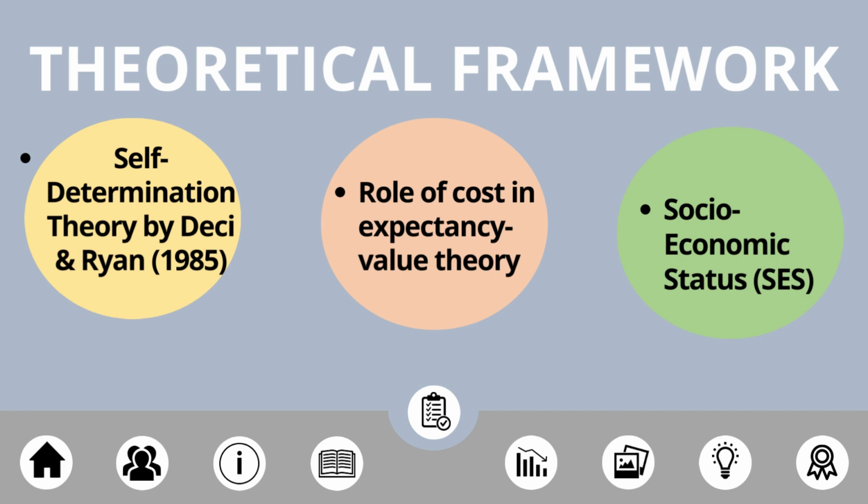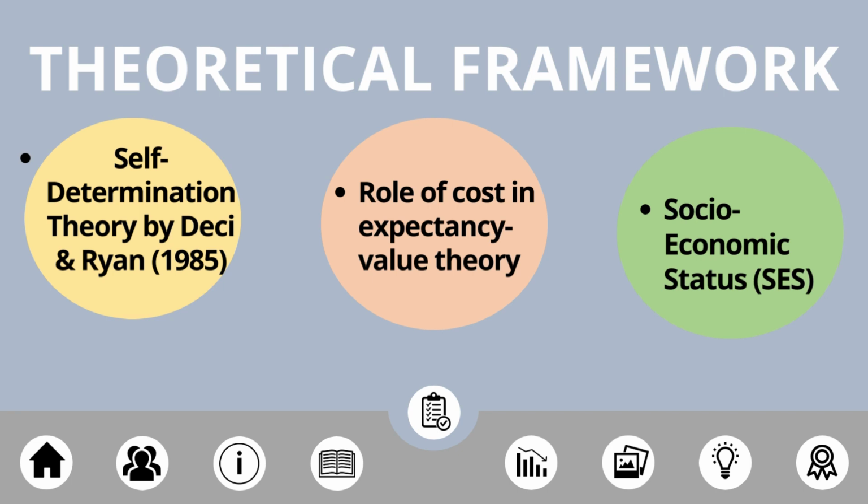In the self-determination theory by Deci and Ryan, they divided motivation into three classifications: amotivation, extrinsic motivation, and intrinsic motivation. Another theory of motivation is role of cause in expectancy value theory that describes the relationship between a student's expectancy for success at a task. On the other hand, in socioeconomic status, Max Weber conceptualized inequality along three related tracks: class, status, and party.